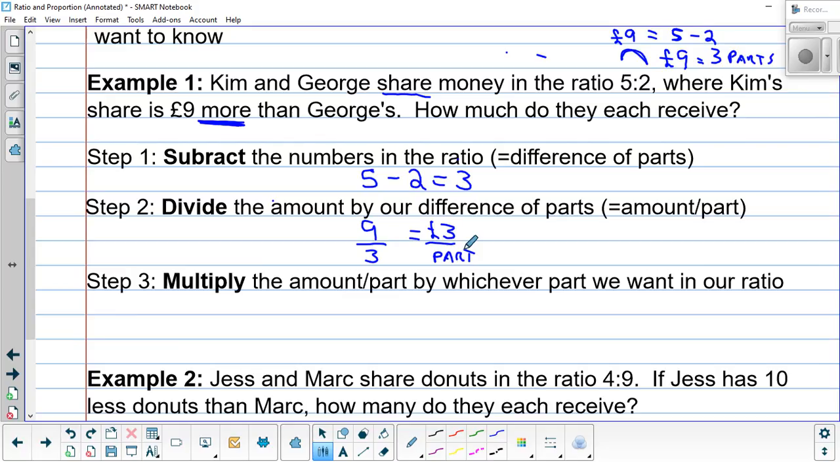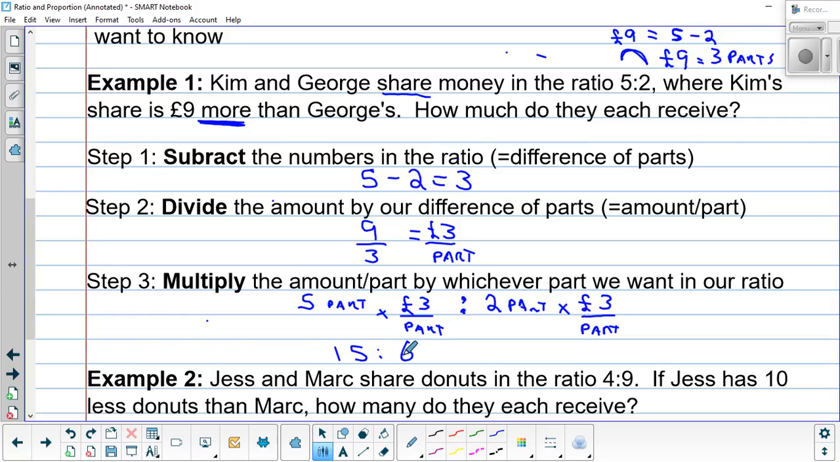Now, how much do they each receive is our question. So we have to multiply back into both parts of the ratio. So we're going to do 5 parts, because that's really what our ratio says. It says we got 5 parts. Now we're timesing by 3 pounds per part. Here, on the right side, we have 2 parts, and we know that they are times by 3 pounds per part. So we can multiply those numbers and we get 15 to 6.